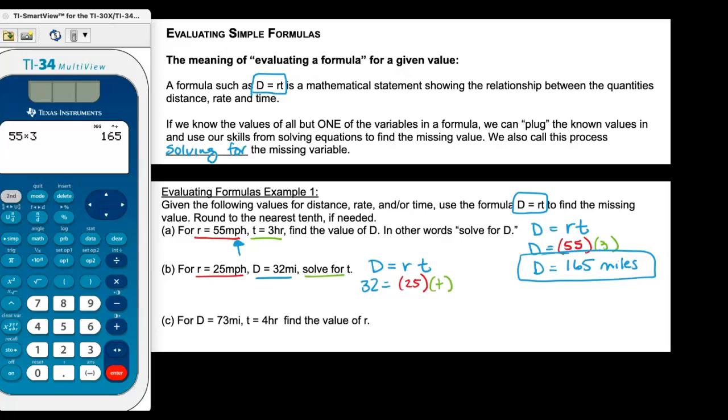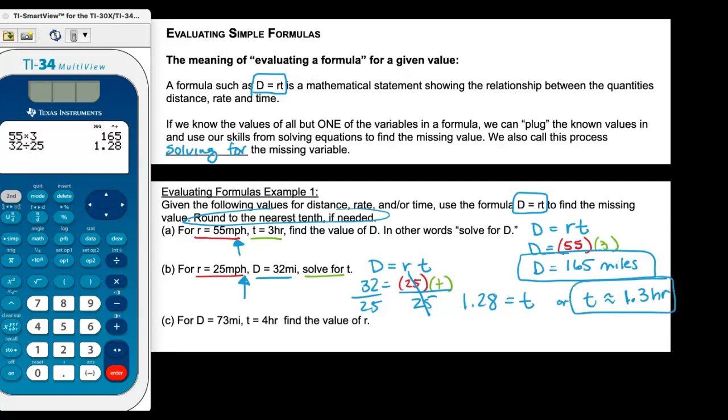Now, if we want to get T by itself, then we're going to undo that multiplication of 25. So I'm going to divide both sides by 25, and 25 divided by 25, that's just 1. And so that's how those cancel out. And then we're left with a T on the right-hand side, and then 32 divided by 25 on the left, and we get 1.28. Now, the directions say round to the nearest tenth if needed, so we could also say T is approximately 1.3, just following those directions. And then in this case, time would be hours, since the rate given is miles per hour. So we're going to be consistent and say that the time is hours.